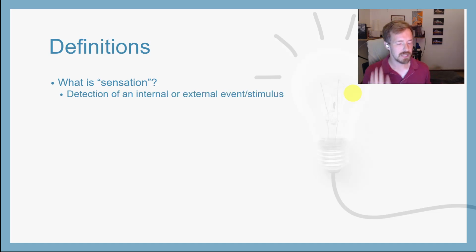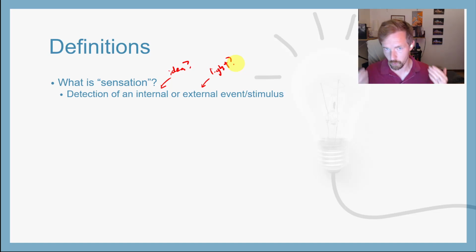And so the textbook gives this very simple, straightforward definition, that a sensation is the detection of an internal or external event. And so this could include an idea, right? Because an idea could be like an internal stimulus. But we're also talking about an external stimulus, like light, for example. Light is an external stimulus and we can detect it. When we detect it, that is our sensation.